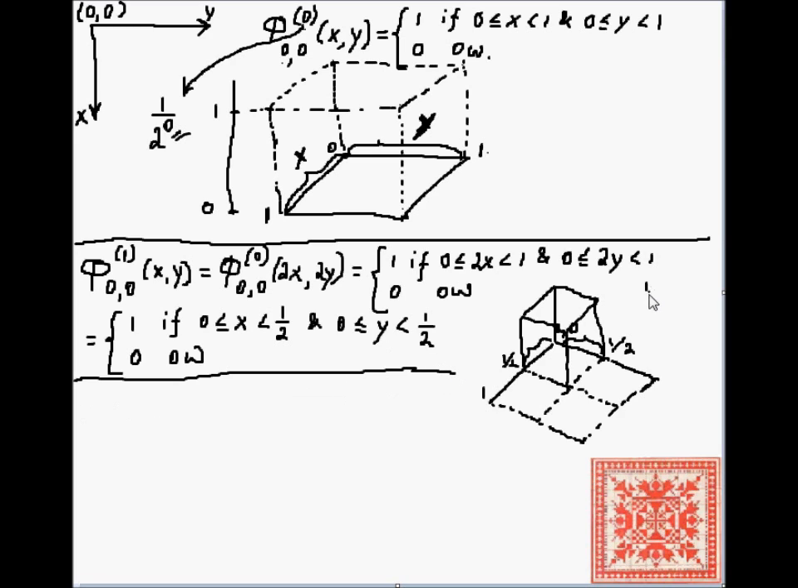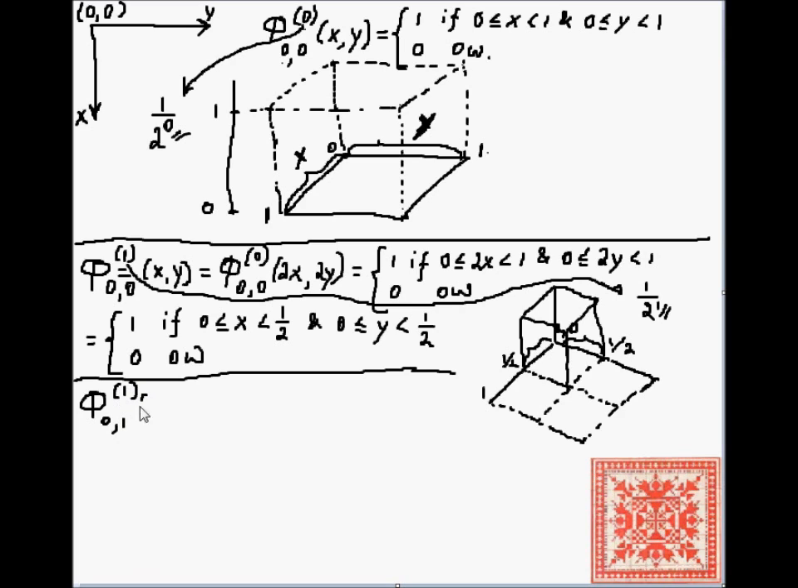Again, it will look like this. So it's 1 so long as x and y are within the range from 0 to half, and 0 everywhere else. And the superscript is the power of 2 in the denominator, because the size of the square is 1/2 by 1/2. Okay, so this is the first of the 4 square step functions.